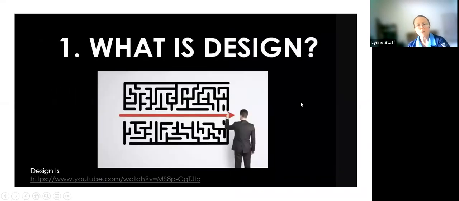So firstly, what is design? We're going to watch a short YouTube video here. And what I would like everyone to do is just note down a couple of the important points that you take from the video. And then at the end of it, we'll be creating a word cloud from those concepts that you picked up and generating our own idea of what design is.